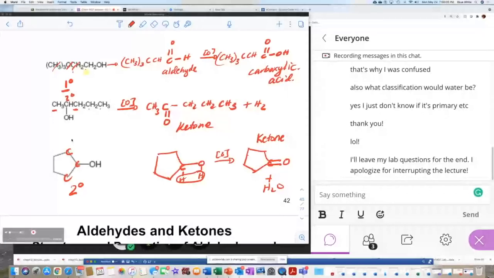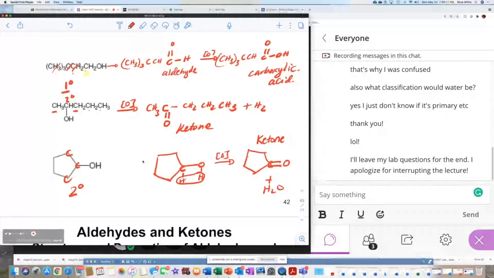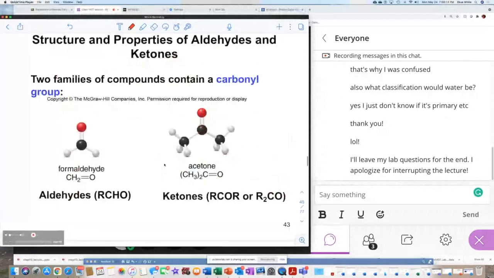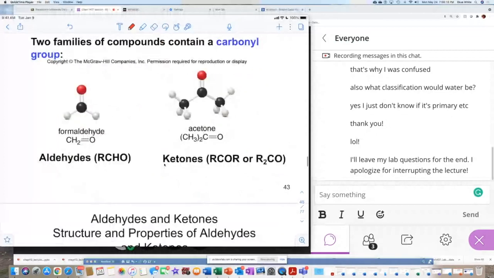Okay, let's see. Let me check and make sure. Okay. So then we finally get to aldehydes and ketones, right? We saw how we form them. An aldehyde is formed from the primary alcohol, and a ketone comes from the secondary alcohol. And so remember, aldehydes, I remember learning this as RCHO. Essentially, you have the rest of the molecule right here, and then on the end, we end up with CHO.